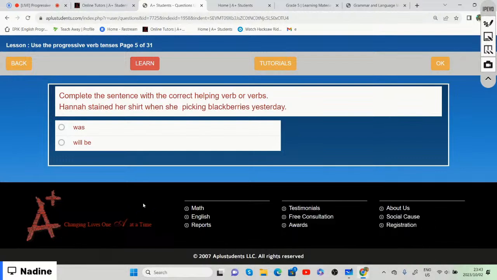All right, so if we choose the correct one, yes, then we will say was, right? Because yesterday refers to something that happened already. So we can say Hannah stained her shirt when she was picking blackberries yesterday. So if you said was, then well done, because was shows the past tense.